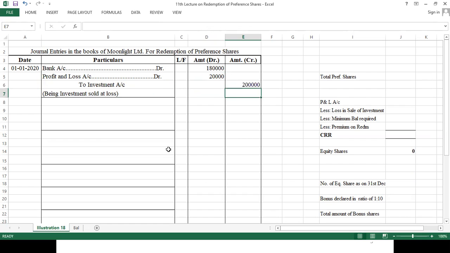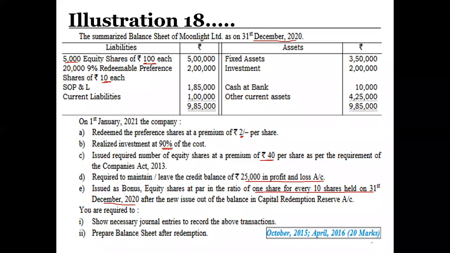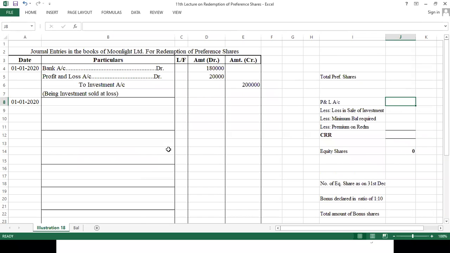Now our next entry will be issue of equity shares. We are not aware how many equity shares we are going to issue. So for that purpose, first of all, we will see how much minimum credit balance we are able to maintain out of the divisible profit. The shortfall of the amount will be arranged by issue of equity shares. So let's see, in the profit and loss account, we have a balance of 1,85,000.